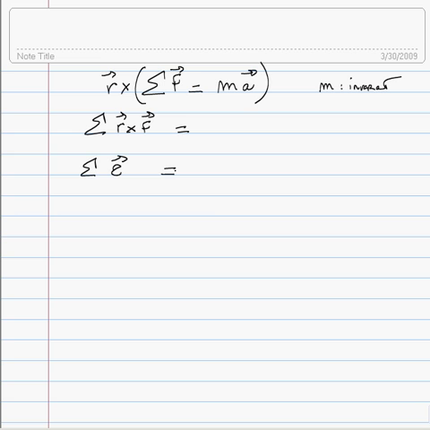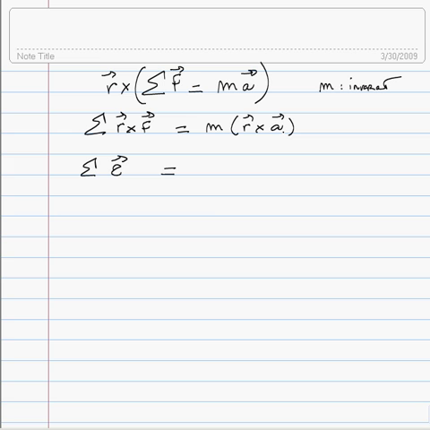Now we have r cross the product of a scalar with a vector. In this particular case, we know that we can extract the scalar out because it commutes. So this becomes m times r cross a.